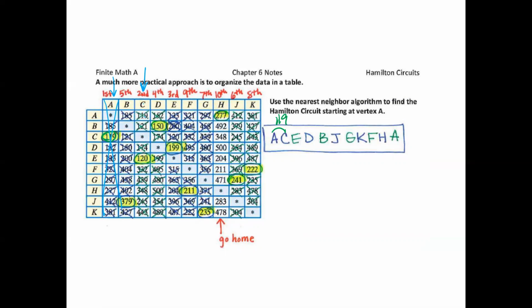You can't go C to A because we've already done that. So we're going to look at which cost we have not used yet, 120. So from C to E is 120. Okay, so I'm going to cross out C.